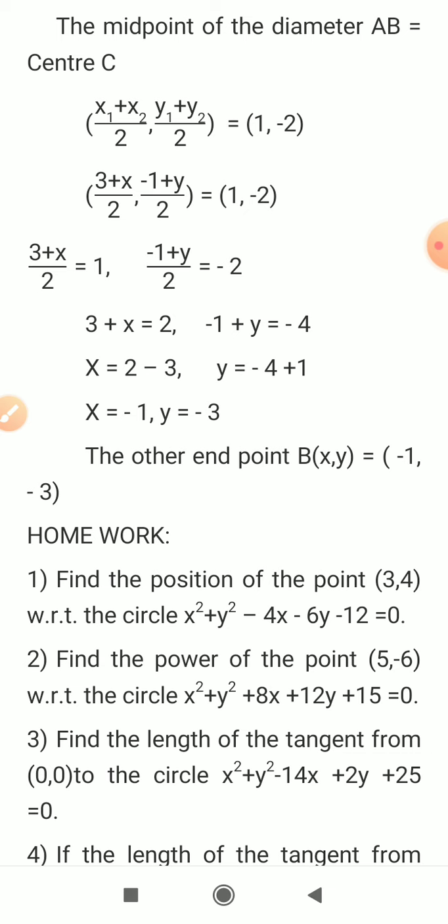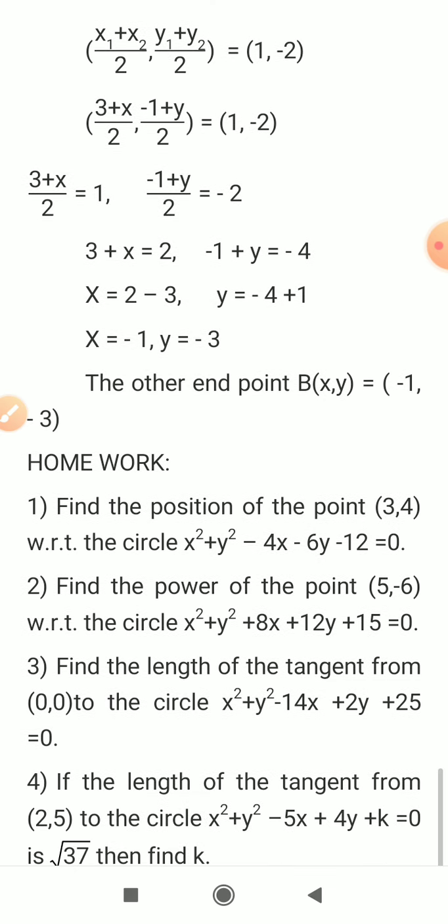Now in our homework, we have done some problems. Already we told these problems. The first example is the first problem, the second example is the second problem, the third example is the third problem, but the numbers are changed. The fourth one is very important. The length of the tangent from (2, 5) to the circle x square plus y square minus 5x plus 4y plus k is equal to 0 is root 37. Here the length of the tangent is given. You find the value of k.